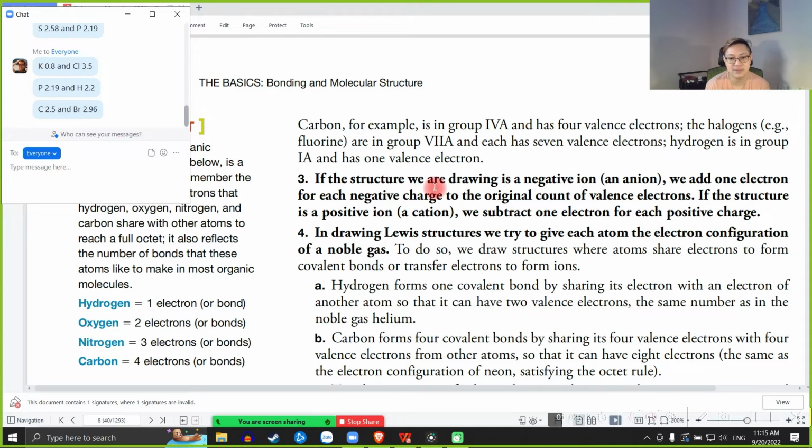To do so, we use a structure where atoms share electrons to form covalent bonds or transfer electrons to form ions. So let's say if the sharing between the atoms is kind of equal, then that is covalent. But if one person has 9 cookies, for example, and another person has only one, that is extremely unfair, right? Yeah. And that is ionic.